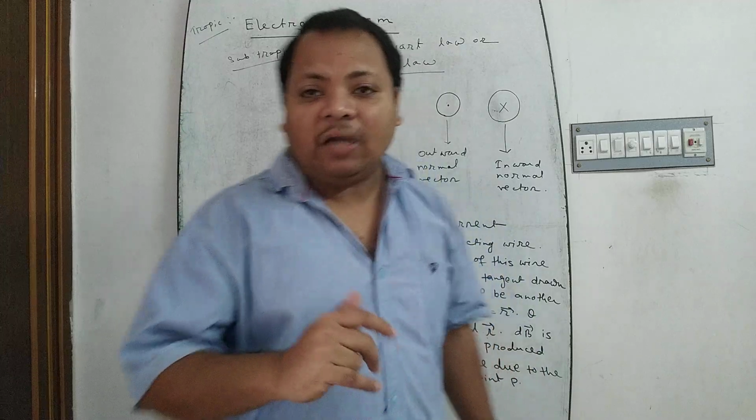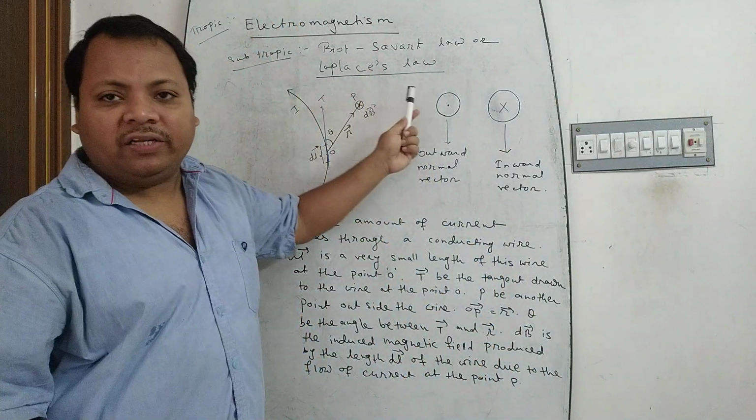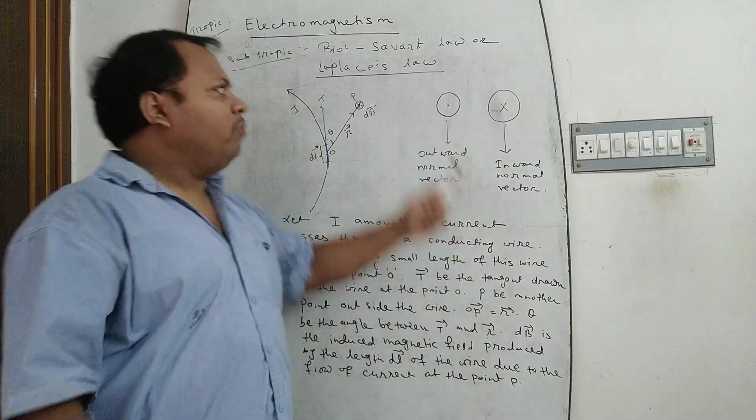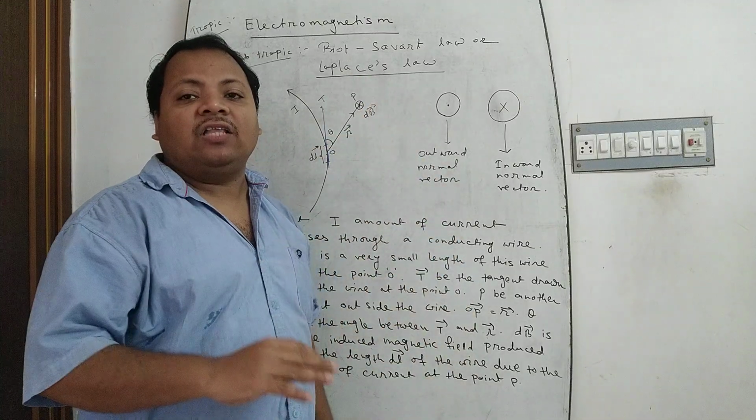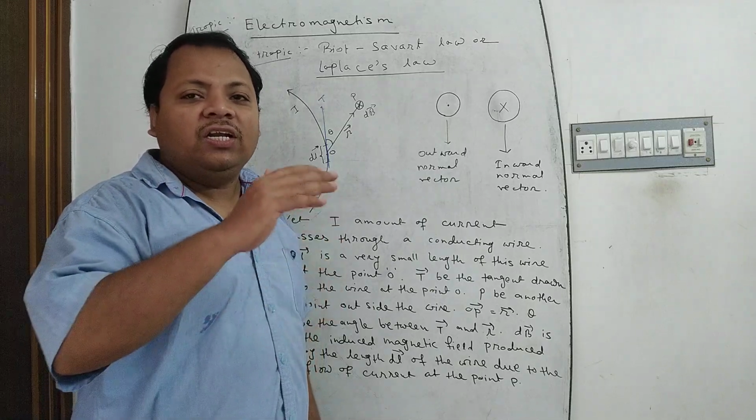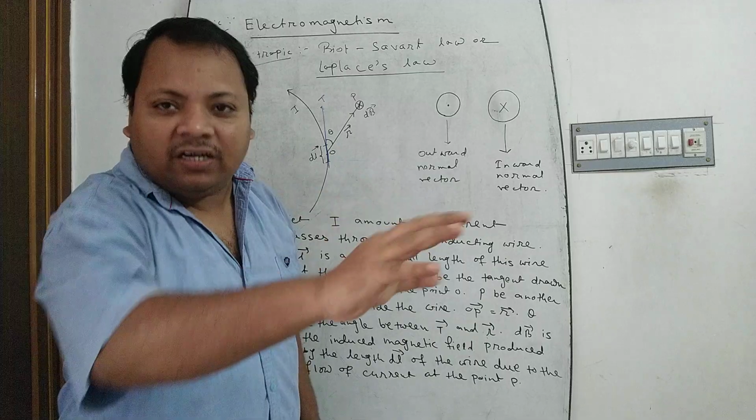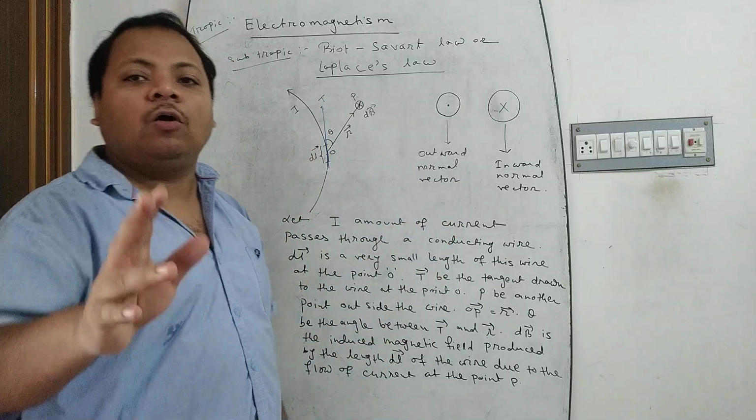Now, our subtopic is Biot-Savart law or Laplace law. From this law, we can measure the magnitude and direction of the induced magnetic field produced by the electric current passing through a wire.